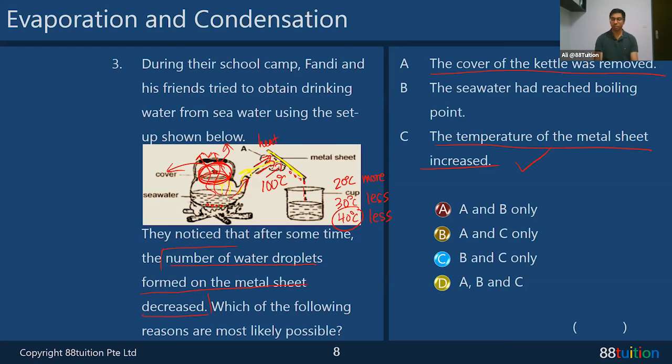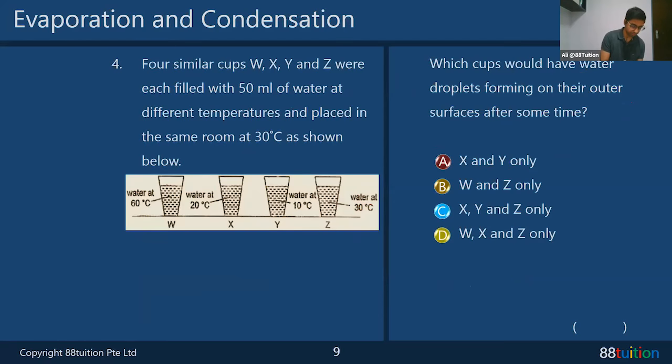Finally, B. The seawater had reached boiling point. Is that the reason why it decreased? But only when it starts to boil can you get this condensation. If it reaches boiling point, you should get more and more condensation because more steam is coming, right? So this is not a reason why it has become less. Answer is A and C. All right.